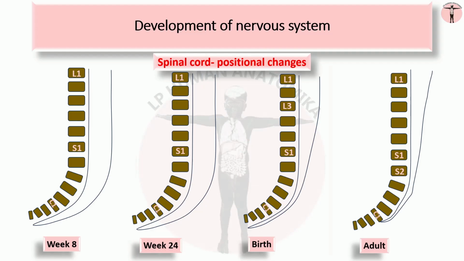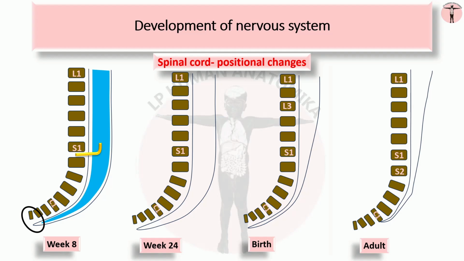Positional changes of the spinal cord. We should know the varying lengths of the spinal cord from the intrauterine life up to the adult stage of the individual. During the 8th week of development, the spinal cord extends the whole length of the vertebral canal, that is, till the 4th coccygeal vertebra. The spinal nerves pass through the intervertebral foramina opposite their levels of origin.